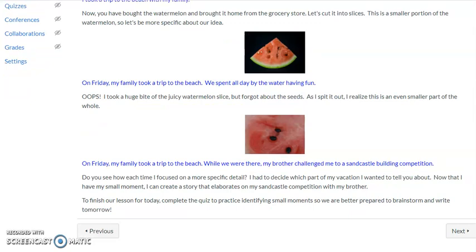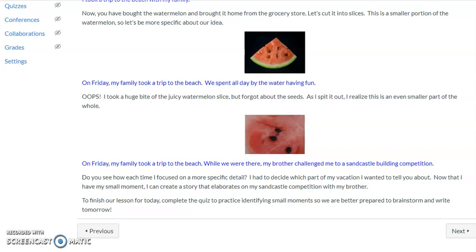So in order for your reader to understand exactly what you're trying to communicate, you need to zoom in and give them more details. Like this last sentence that says, on Friday, my family took a trip to the beach. While we were there, my brother challenged me to a sandcastle building competition. And that right there is not an entire story, but it is a zoomed in small moment. And this sandcastle building competition could be the crux of your story or the seed of your story. And it could be a story about how you bonded with your brother by building the sandcastle together.